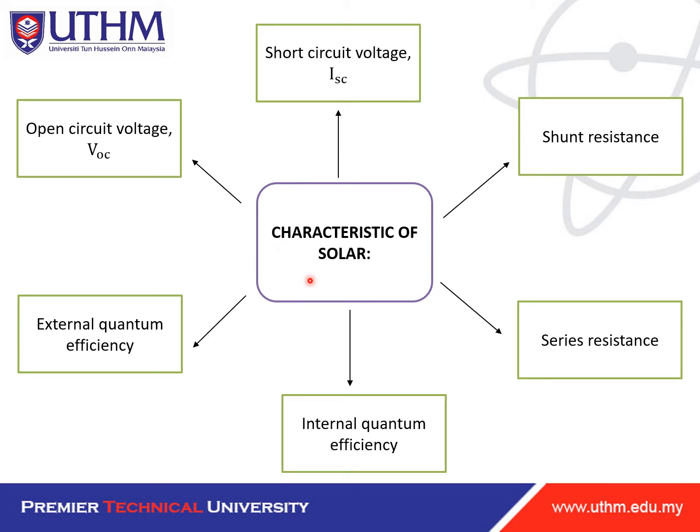The characteristics of a solar cell are six. First, open circuit voltage. Second, short circuit current. Then shunt resistance, series resistance, internal quantum efficiency, and the last one is external quantum efficiency.